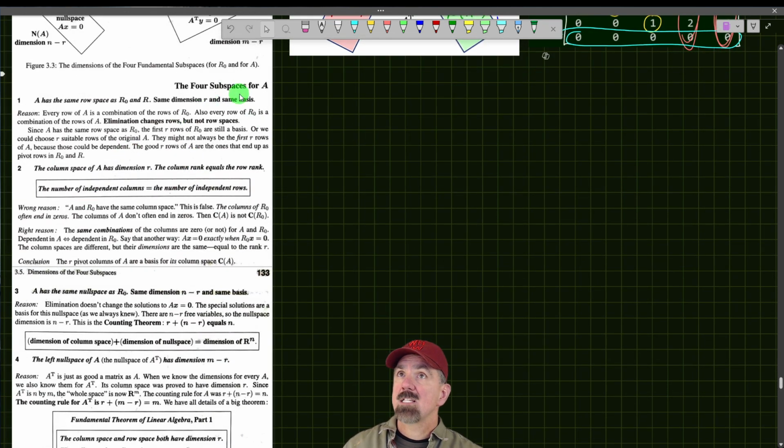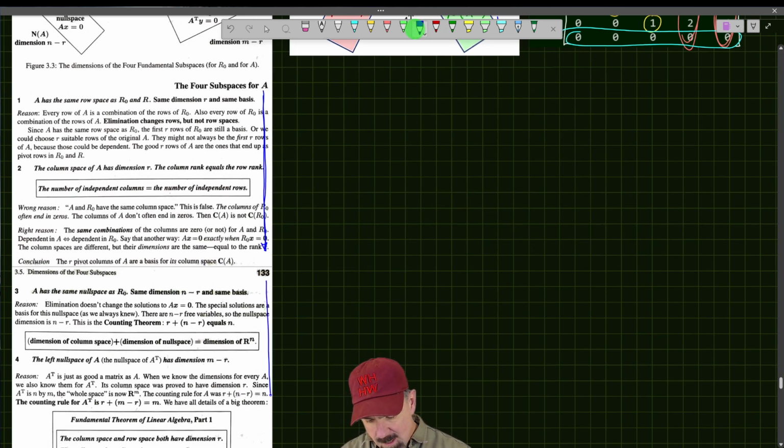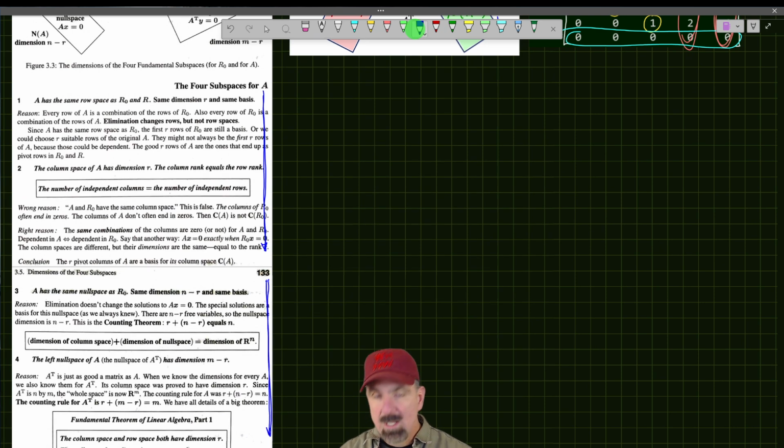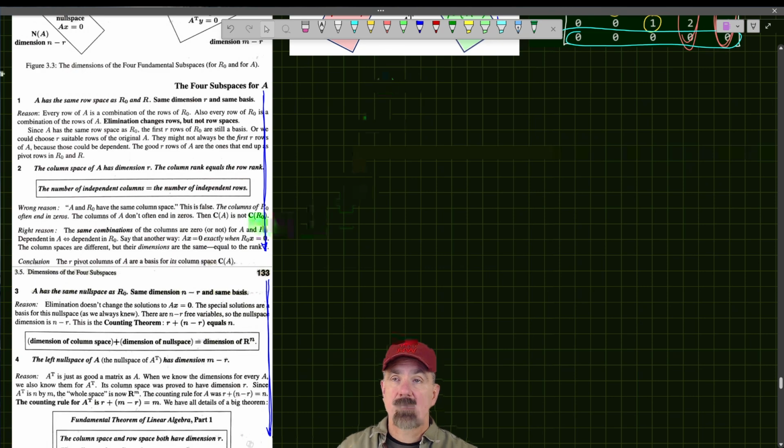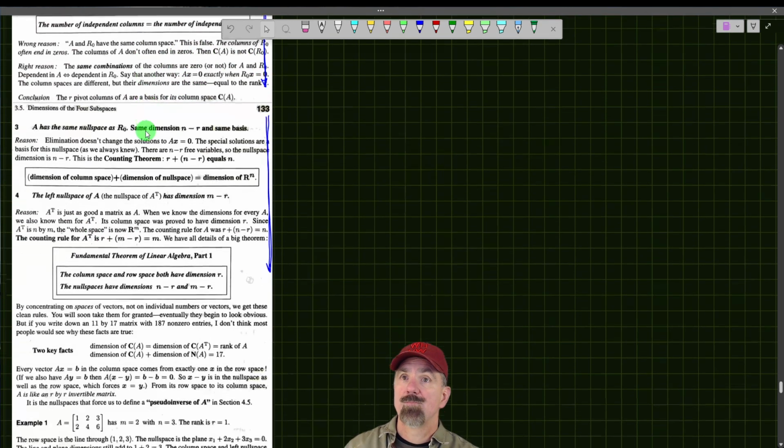So he talks about the 4 fundamental subspaces. Again, more material for you to read. The stuff that he talks about in this section is really begging for us to write some true, false, and multiple choice types of questions. All of the information that's in here.